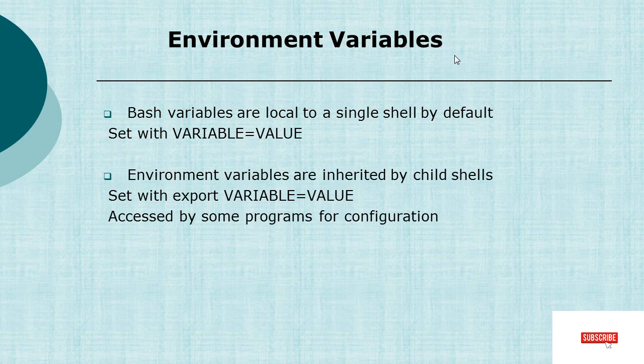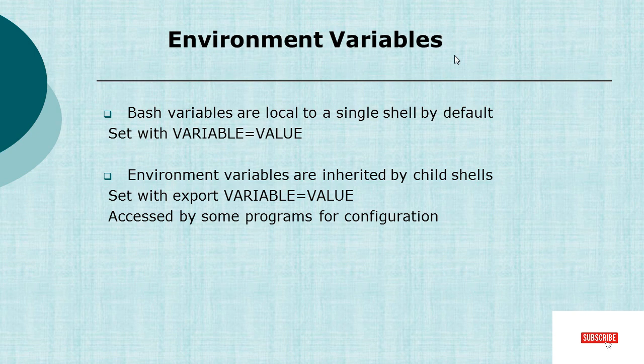What is an environmental variable? Environmental variables are inherited by child shells, and we can set them using the command export variable is equal to 10. So what is the difference between your bash variable and environmental variable? Basically, a bash variable that you define would be only for your single shell.